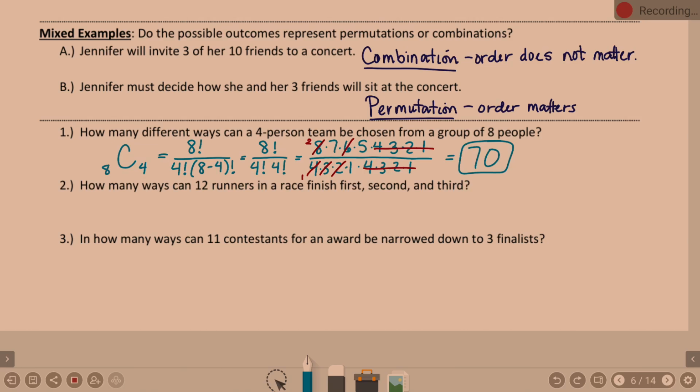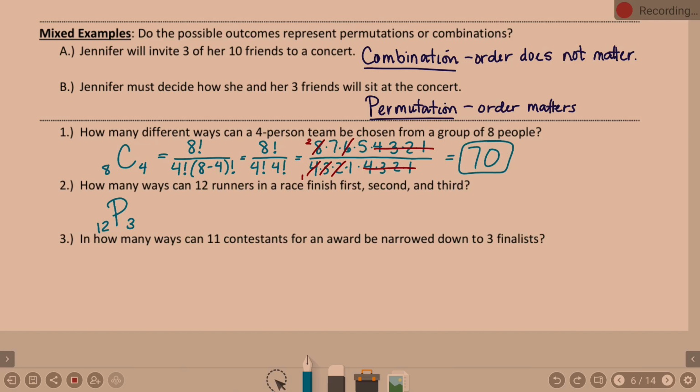Yeah, you want to finish first, right? You don't want second or third. Well, I think you want to finish first. But when we have placings, order matters. So because order matters, this is a permutation. Permutation of what? 12 runners arranged 3 at a time, because it's how many different ways could 12 runners have a first, second, and third?